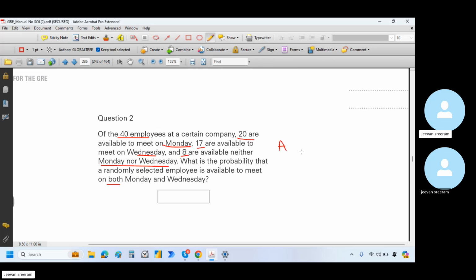So for example, A intersection B, which gives a sense of both A and B, is equal to A plus B minus A union B. There might be total minus neither, which can also be written as A union B. So you may or may not be given the total and those who won't be available on any of the days. That comes under neither.